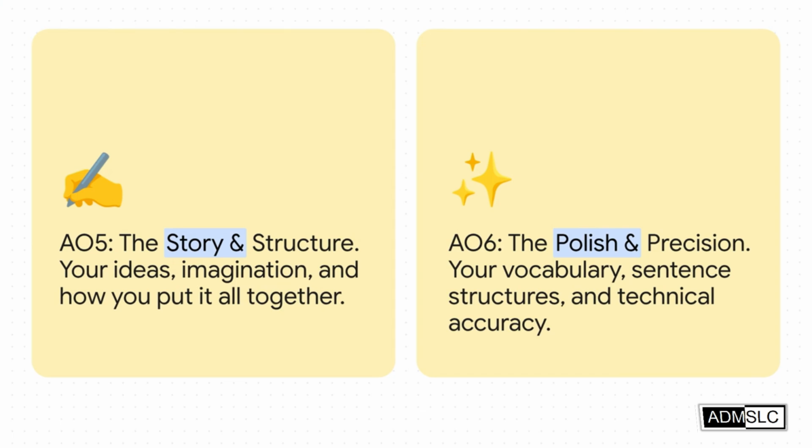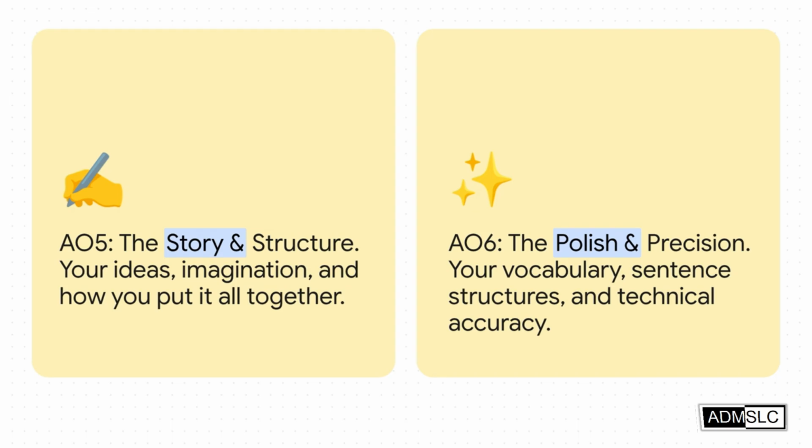The way I like to think about it is like this. AO5 is all about the story and the structure. You know, the big picture stuff, your ideas, your imagination, how you piece it all together. And then you've got AO6. That's the polish and the precision. This is all the fine-tuning, your word choices, your sentences, spelling, punctuation.